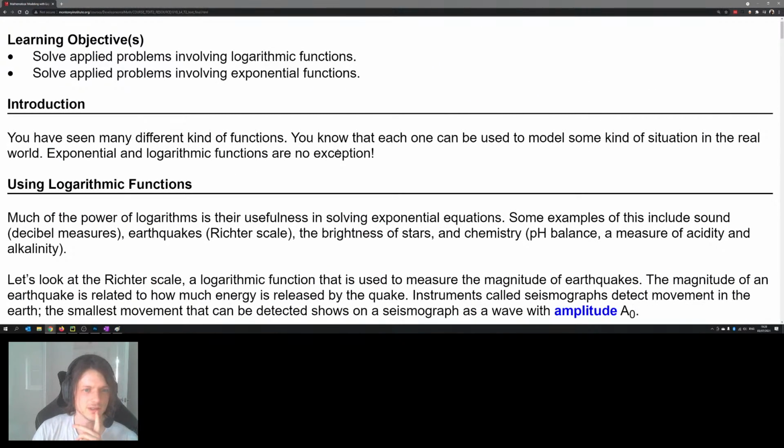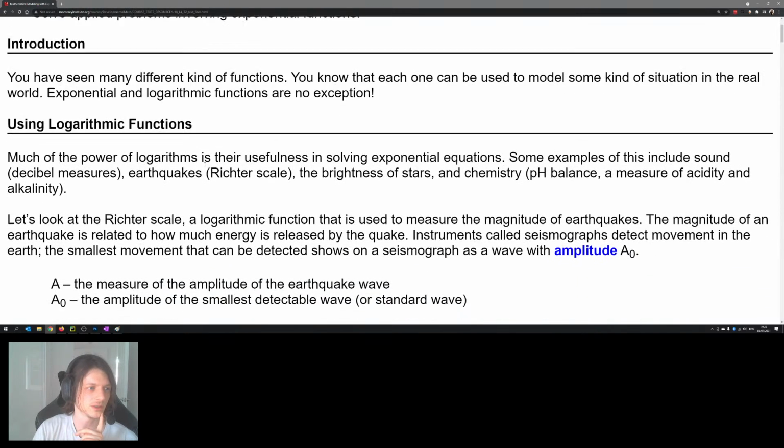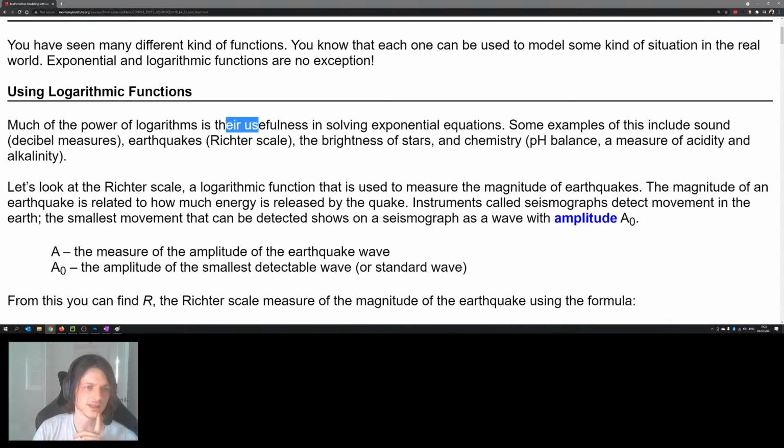You've seen many different kinds of functions, and you know that each one could be used to model some kind of situation in the real world. Exponential and logarithmic functions are no exception. Much of the power of logarithms is their usefulness in solving exponential equations. Some examples include sound decibel measures, earthquakes and the Richter scale, the brightness of stars, and chemistry, pH balance, a measure of acidity and alkalinity.